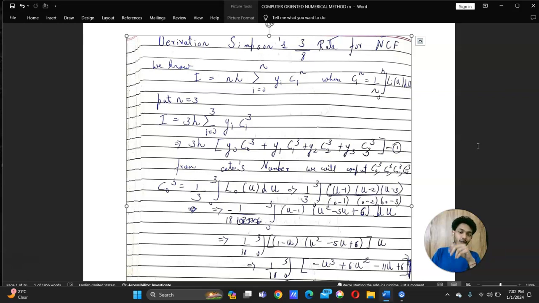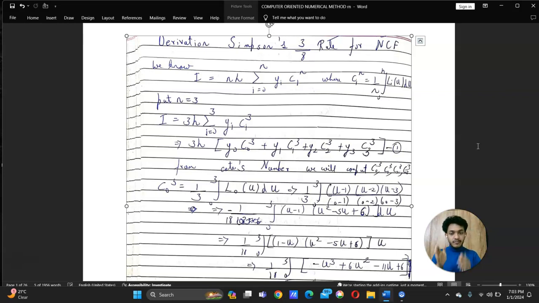We are going to get 3h summation i from 0 to 3 yi Ci3, the value of n is substituted, and then we expand it, we get 3h times y0 C03 plus y1 C13 plus y2 C23 plus y3 C33. These are the general forms of the Cotes numbers that will be given to us. Now we have to put the Cotes numbers values.